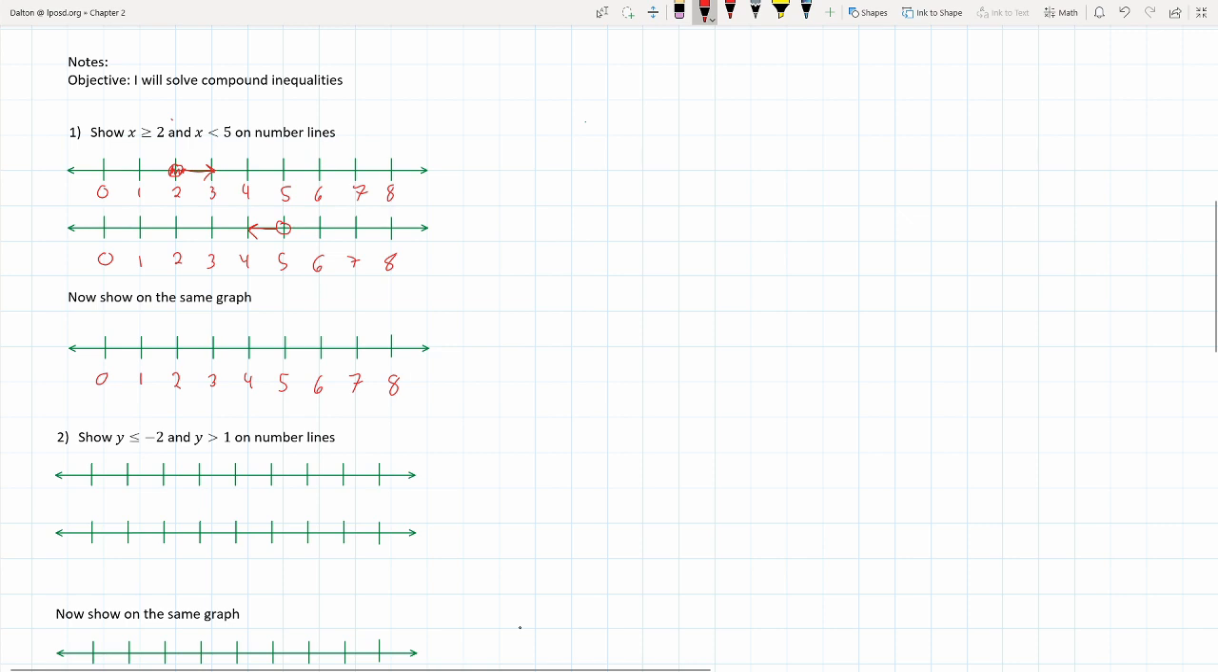Now it says show these on the same graph. So I'm going to take both of those things. So I had a filled in dot here, and I have an open circle here, and they're going to meet up with each other. So you can imagine me almost putting an arrow going in this direction and this direction. This is your range of values. These are what answer your question.